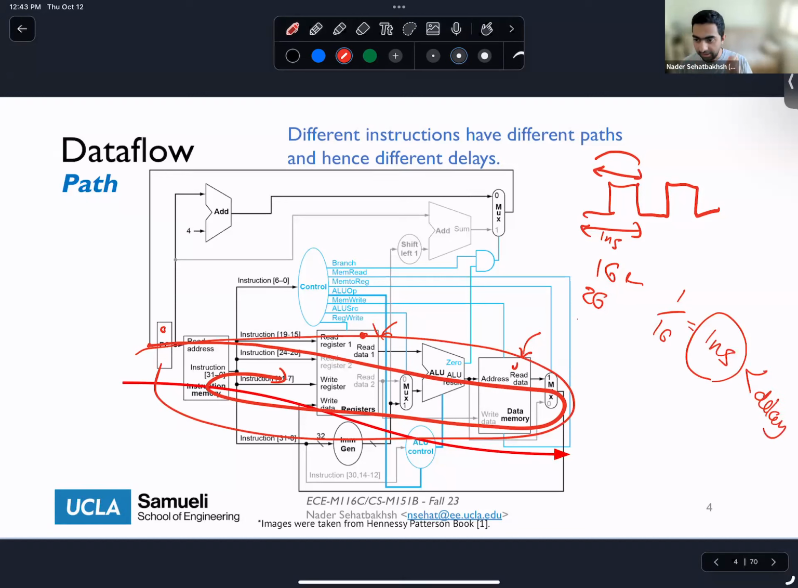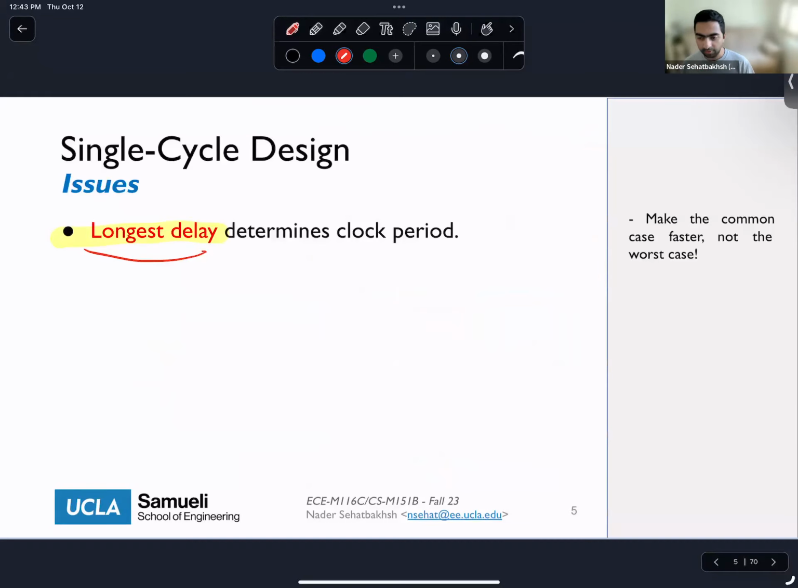In order to decide how fast I can switch this processor, what is the fastest clock that I need to have, it is basically the longest among all the instructions. The longest will determine the fastest that I can do, right? So that's really the rationale you're going to use for the clock.